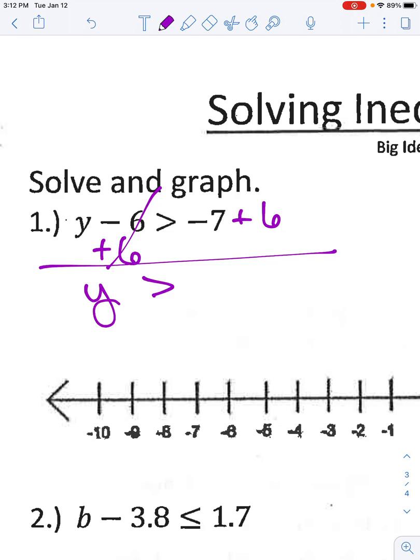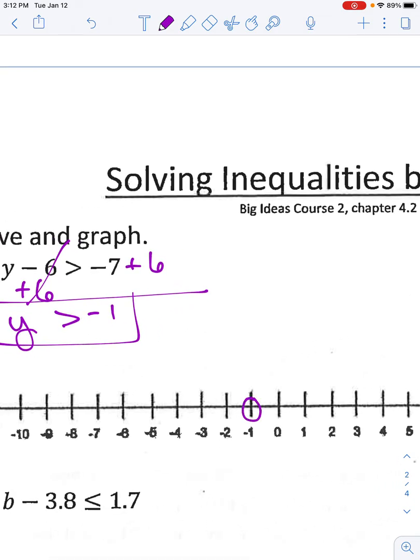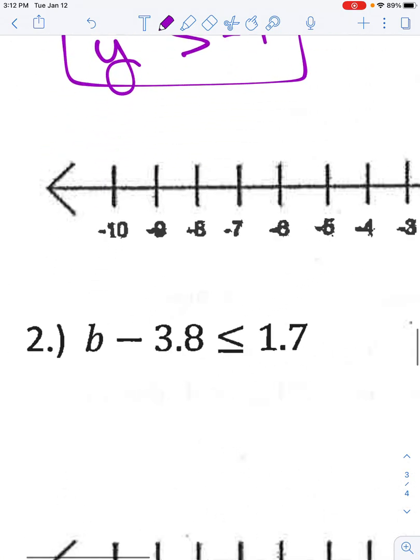Show your cancellation, bring down your y, bring down the inequality, solve on the right. Different signs, find the difference. There's more negatives. So I am going to graph y is greater than -1. Find your -1. We're not including -1 in our answer. It's everything greater than -1, so it's going to be an open circle pointing to the right. So this is the exact same way to solve these as equations that we did last chapter, except now it's got an inequality in the middle.